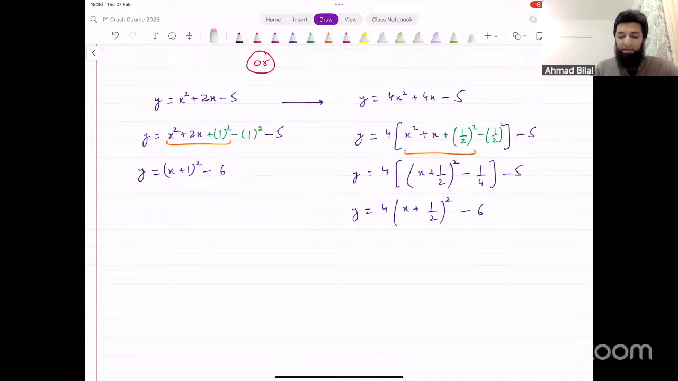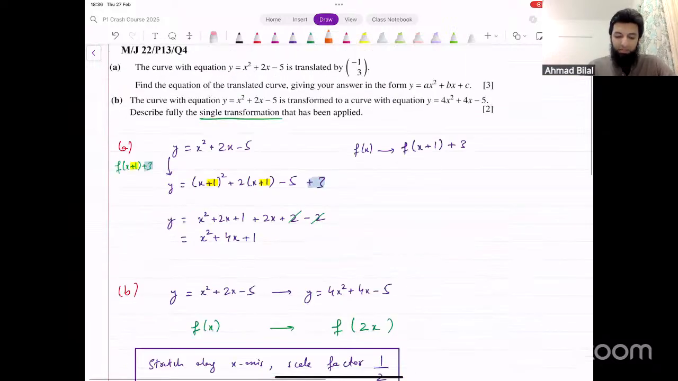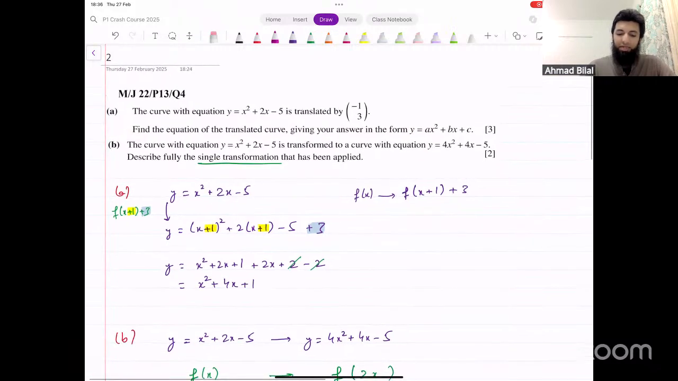Now, what exactly is changing? You have 4 multiplying outside, and something is changing inside as well. Now, in this form, you see there are 2 things happening. There's some number multiplying outside, and also there's some change inside the function, so that would be 2 transformations. In the question, it says you need to describe fully the single transformation. You can't write 2 transformations. You have to write only 1 transformation. Now, how do we do that?